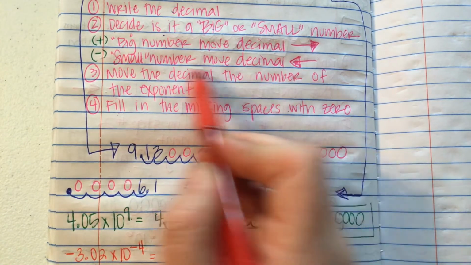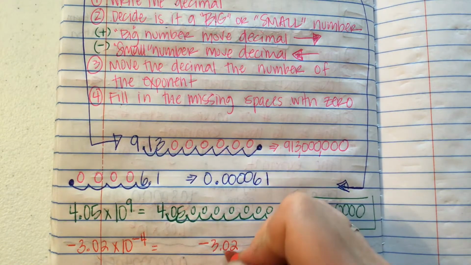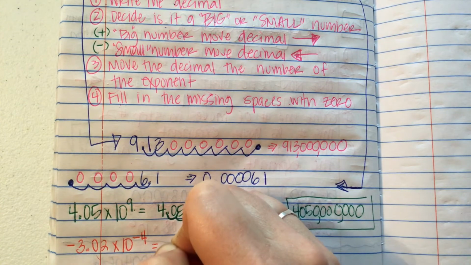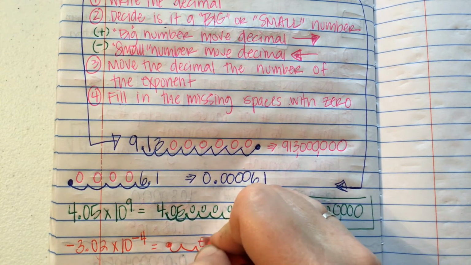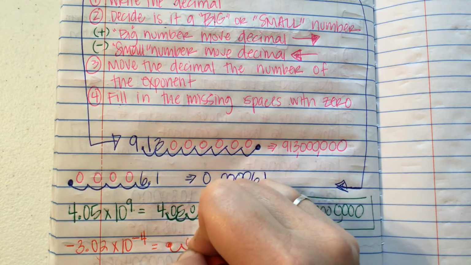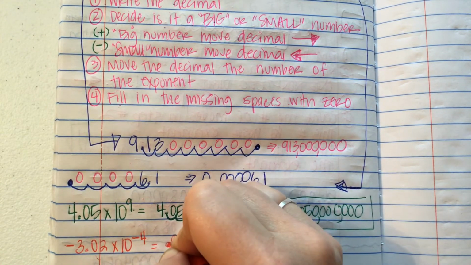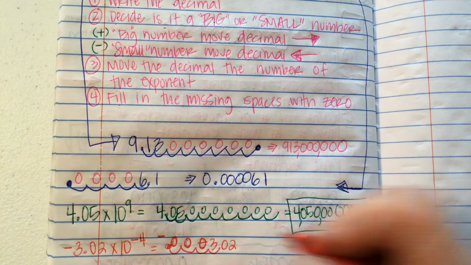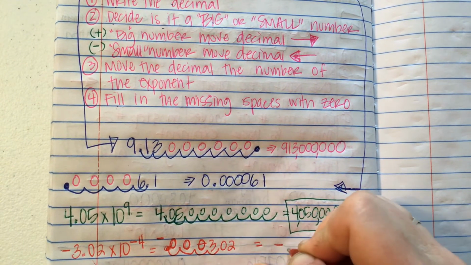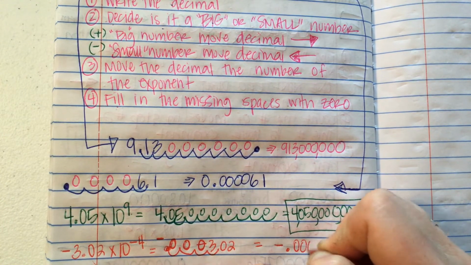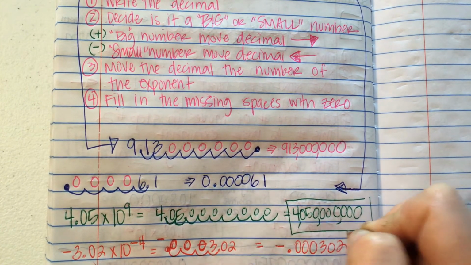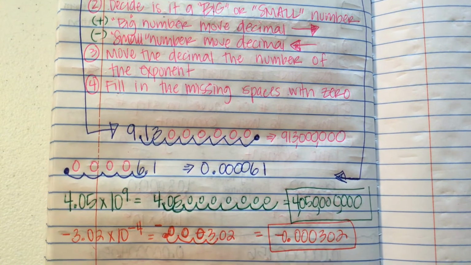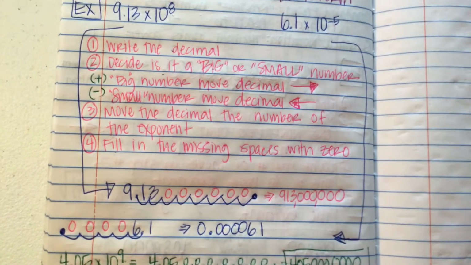So I'm moving my decimal backwards. I'm making it smaller. I'm going to move it 4 times. 1, 2, 3, 4. I'm going to fill in my zeros. Put a 0 there, 0 there, and 0 there. Remember, this was negative, so I've got to put that negative out front. I'm going to write my answer. Negative 0.000302. If you want to put a 0 in the front of it, you can. Doesn't change the answer.